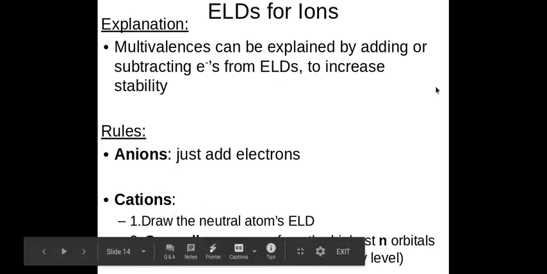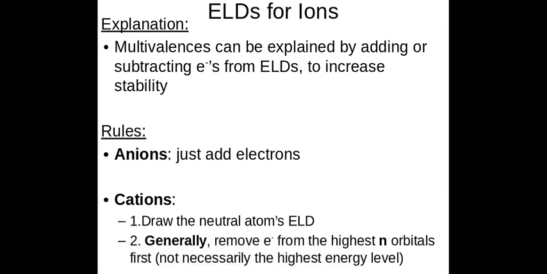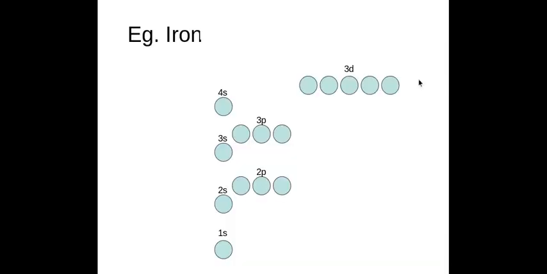Cations are positively charged. They've lost electrons. So when you have an energy level diagram with some electrons in it and you have to make a cation, you've got to take some electrons away. Generally speaking, you'd want to take the electrons away from the highest n orbitals first. So not necessarily the last ones that you put in, but whichever ones are from the highest n values.